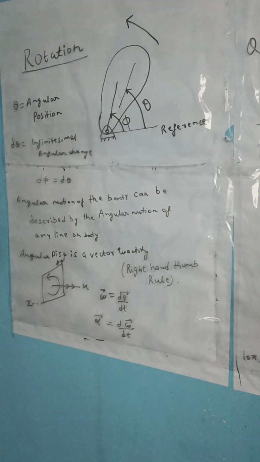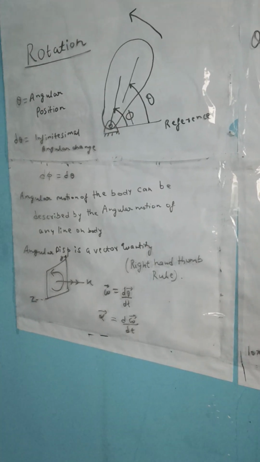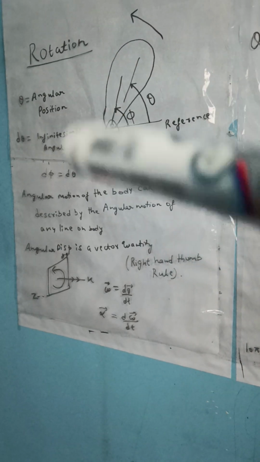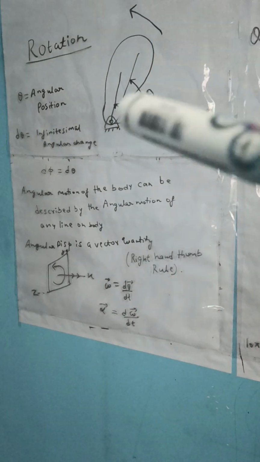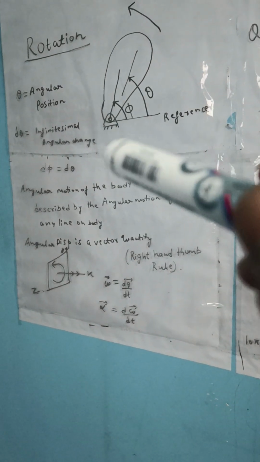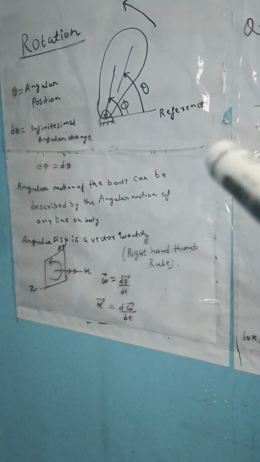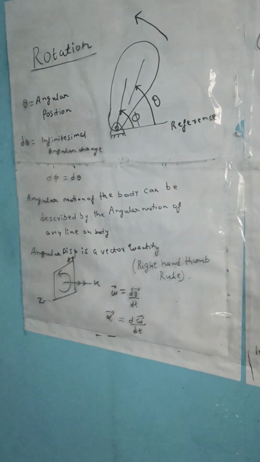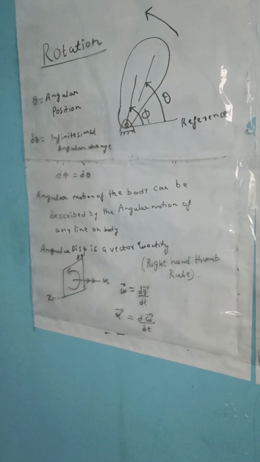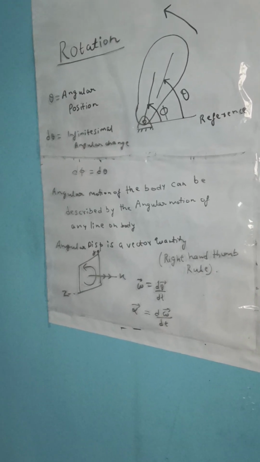So, good morning, friends. I was talking about the chapter rotation. So, what is rotation? Actually, it is a body which is hinged at this point. So, we take a reference line. In linear motion, also, we take one reference point to observe the motion of the body.